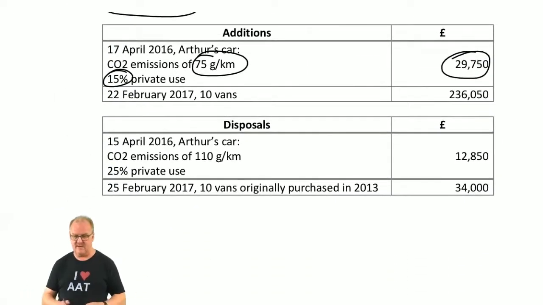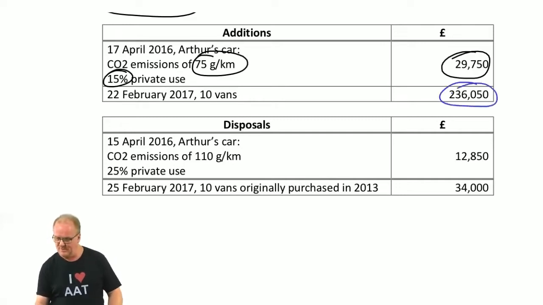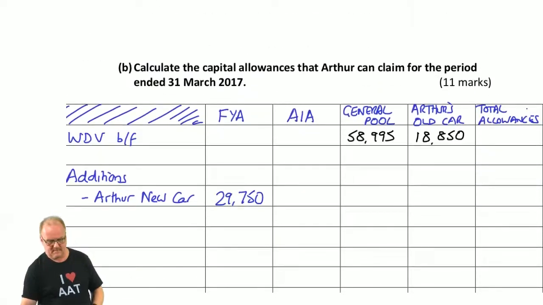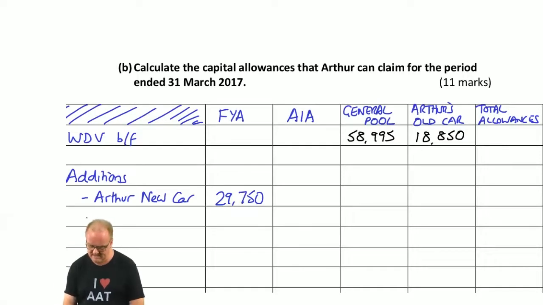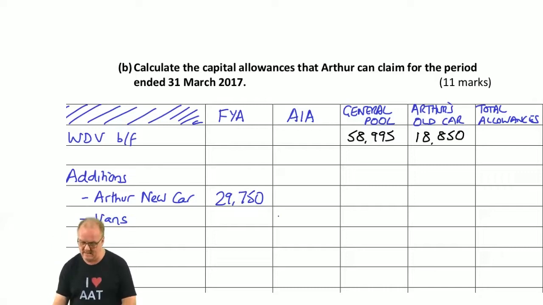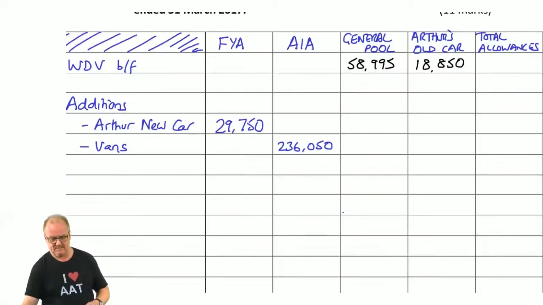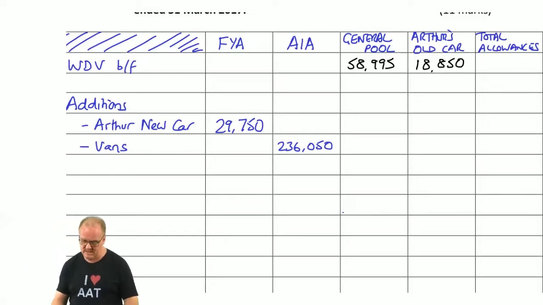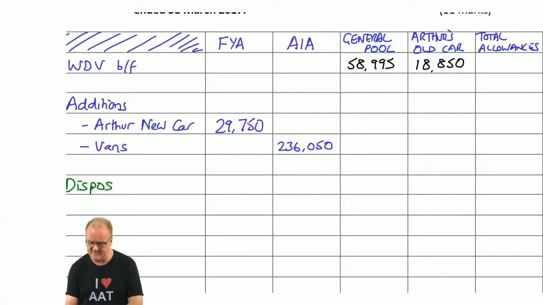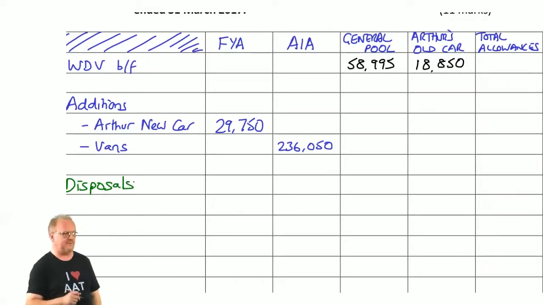Back up we go. And also during the year, we have got some vans. 10 of those. 236,050. And vans do count for AIA, so they will go in that column there. Right, so we've done our additions. Let's now have some disposals and a little bit of a change of colour because I'm in a green mood for some reason.